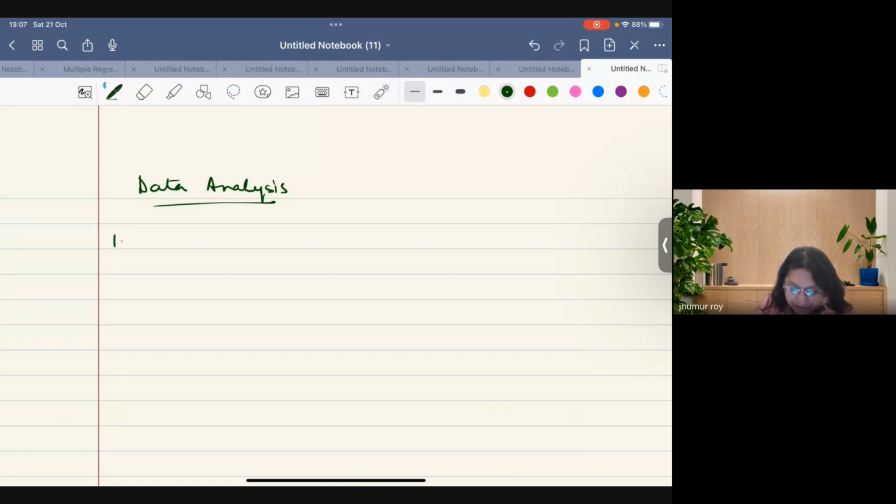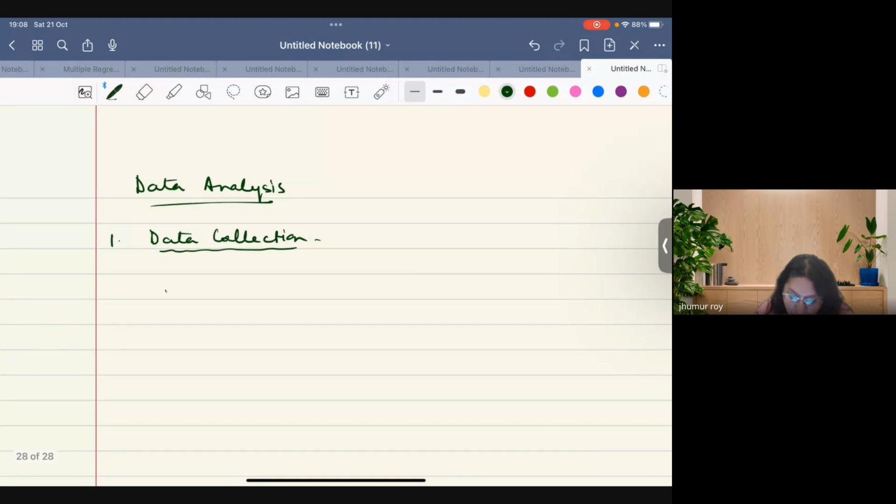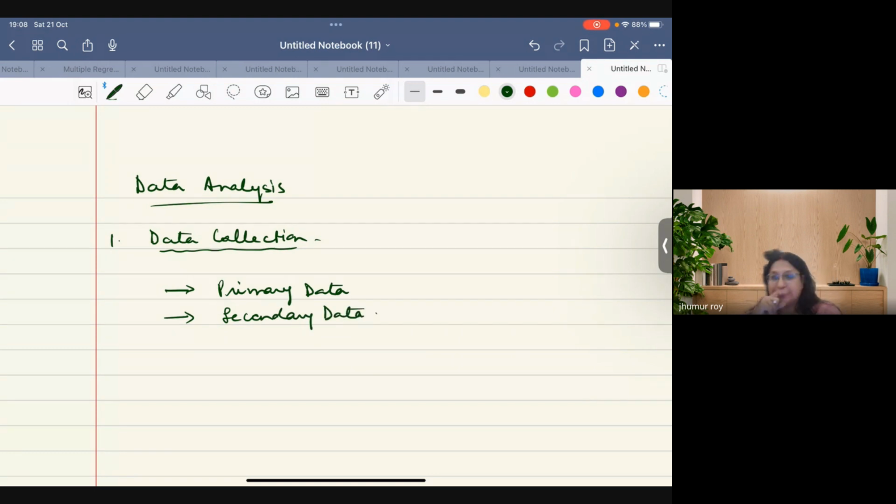So the first thing that we talk about today will be data collection. When we talk about data collection, we say that the data anybody collects is basically of two types. One is the primary data, and the second is the secondary data. Whenever you're doing any kind of analysis or you want to do sampling later on, the most important thing you do first is data collection. It means you have to see how to get the information.